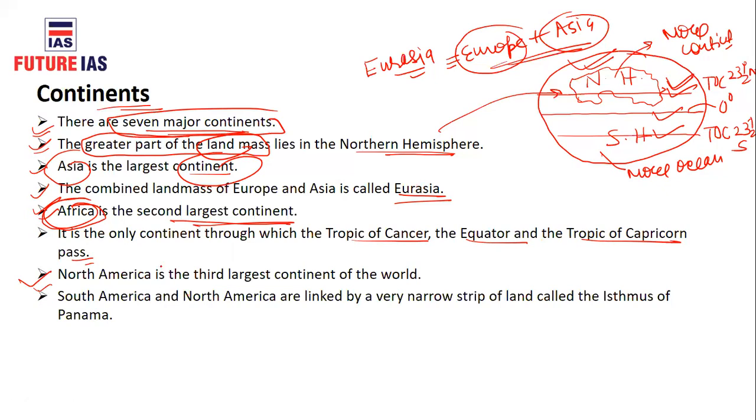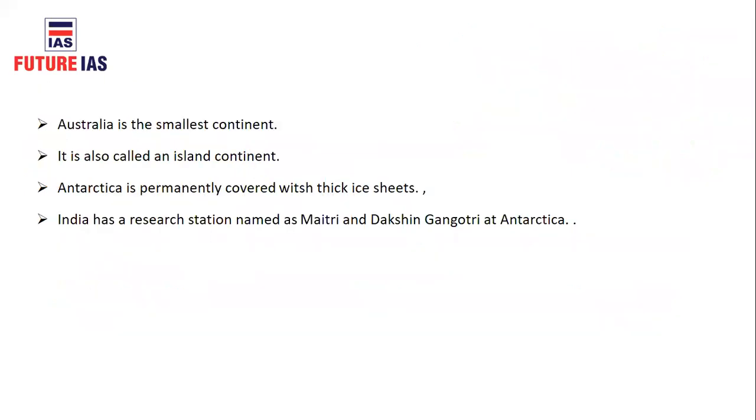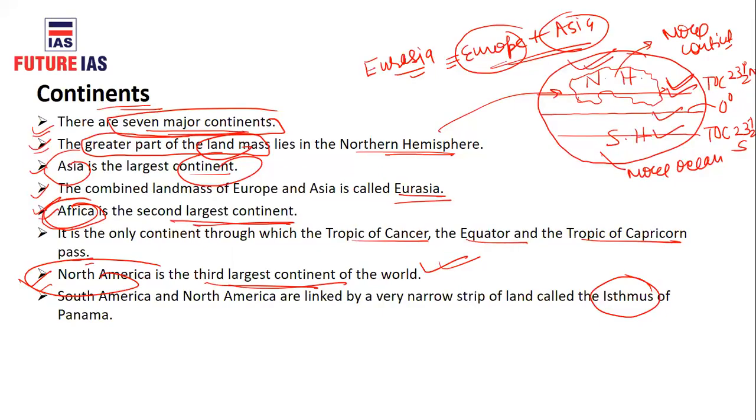After Asia, followed by Africa, you will have North America, which is the third largest continent of the world. And you must understand the word isthmus. Isthmus means a narrow strip of land which connects landmasses. For example, the isthmus of Panama, where South America and North America are linked by this narrow strip of land. If you see the world map, you will easily identify the isthmus of Panama.